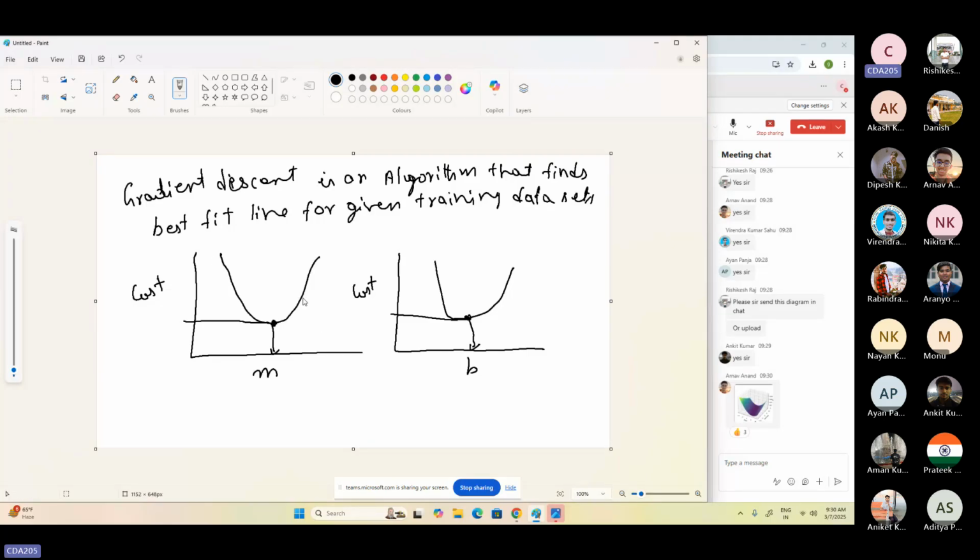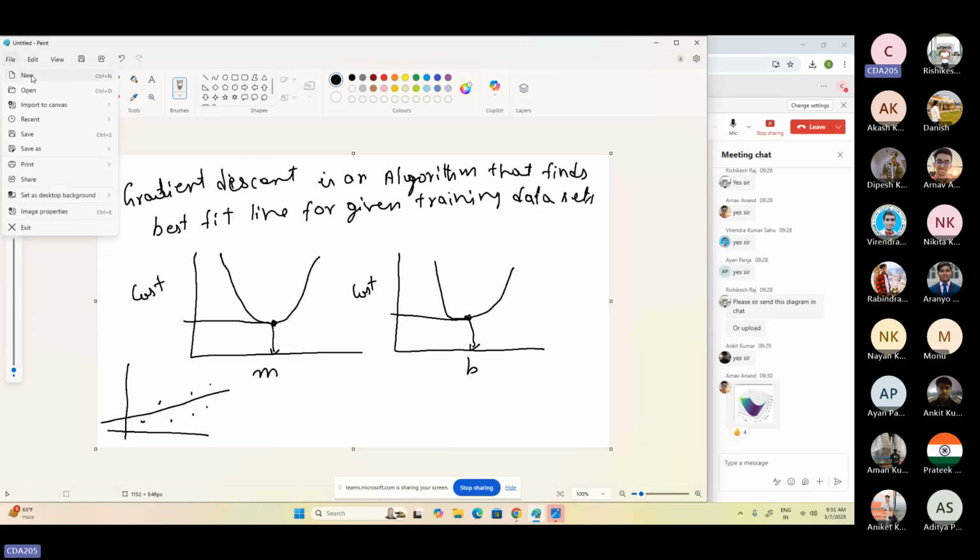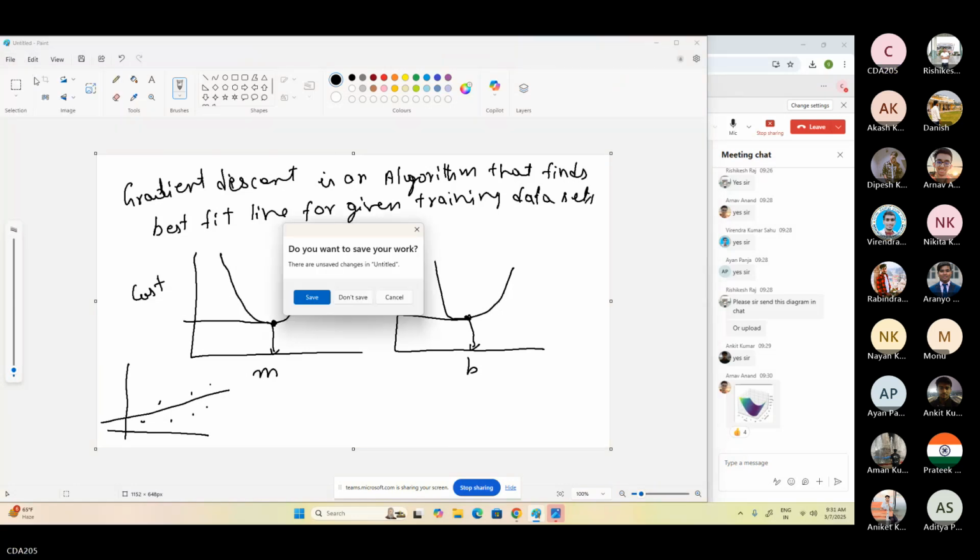That's why gradient descent is an algorithm which finds the best fit line for the given training data set. Means we want to find a line with the help of gradient descent which has minimum distance from all the data points. Okay. Now the question arises how to find it.